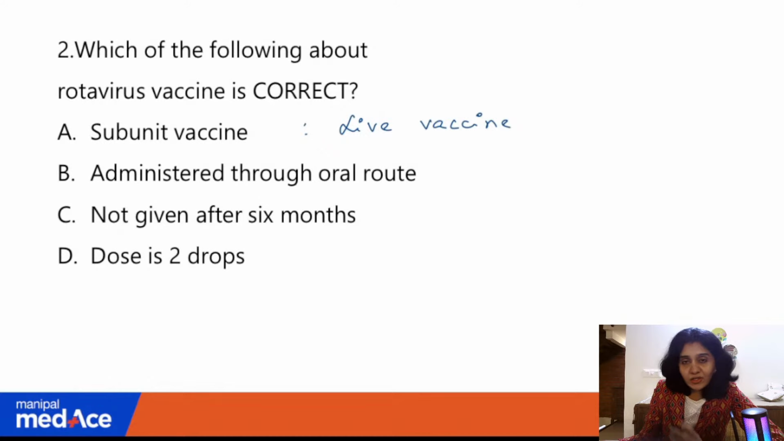So that is what a subunit vaccine is. For example, recombinant vaccine also comes under subunit vaccine. So it's not a subunit vaccine. Rotavirus is a live vaccine. Administered through oral route. Is this correct? Yes. Rotavirus is given through oral route.